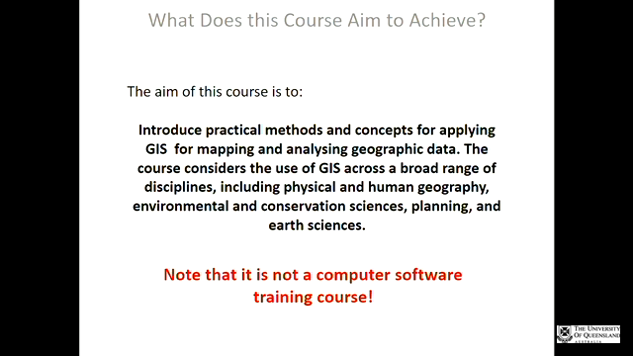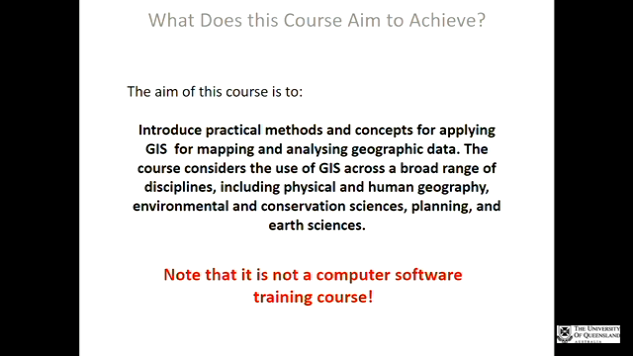So although we do teach some of the software, it's not a software training course per se. It's about spatial thinking, solving spatial problems, a lot of the concepts of GIS. And then a large focus on practical elements. But we don't teach every aspect of the software, and some of it you will need to try to develop that understanding yourself a little bit. But anyway, we can talk more about that. And I guess it considers GIS across a broad range of disciplines, and I've listed some here. Physical and human geography, environment and conservation sciences, planning, and earth sciences are some of the disciplines that we may consider in the course.